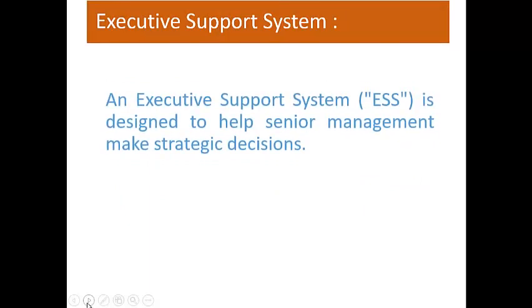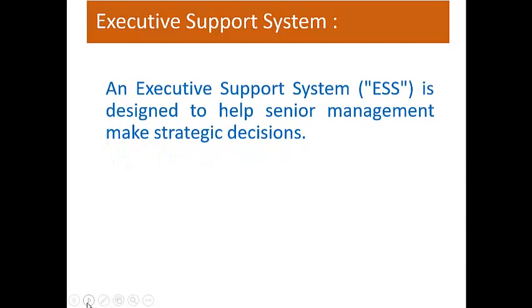Executive support system. As he said here, an executive support system is designed to help senior management make strategic decisions. As we know that the top management take the strategic decisions, so this system should help them on taking that decisions, and that's it.